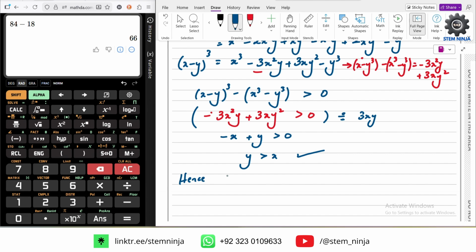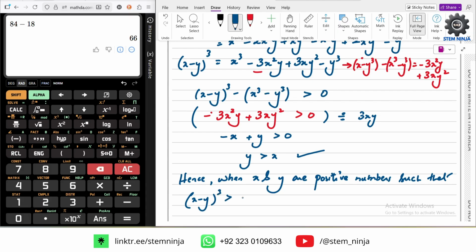Hence, when x and y are positive numbers such that x minus y cubed is greater than the difference of cubes of x and y, it is implied that y is greater than x.